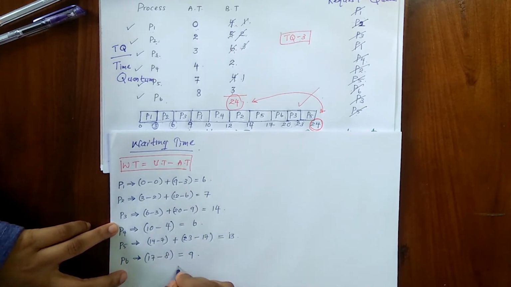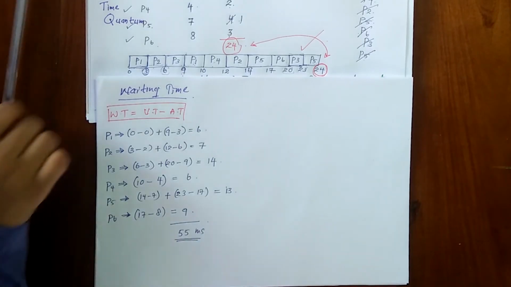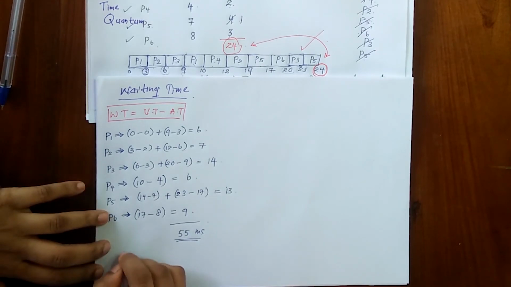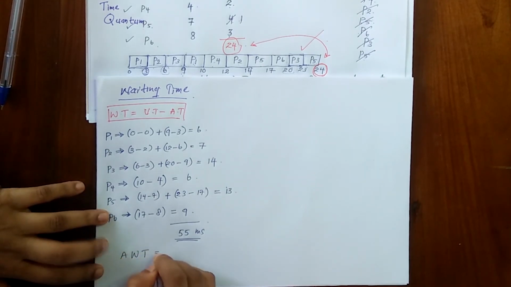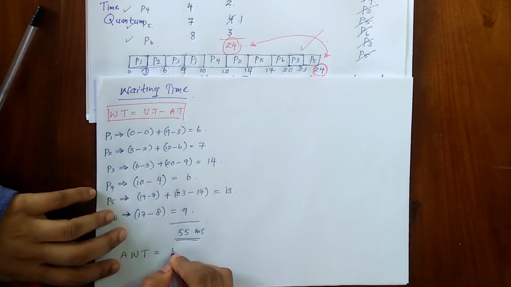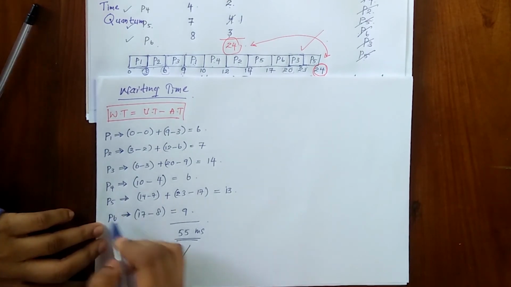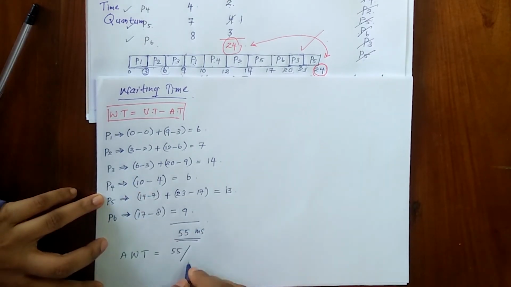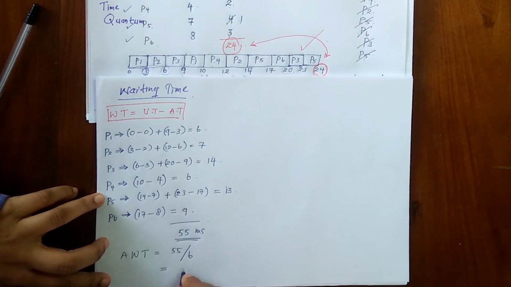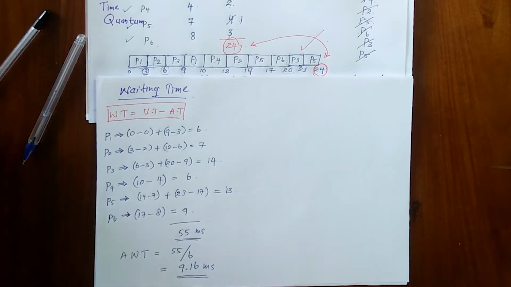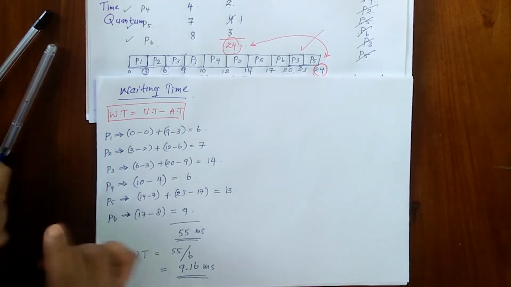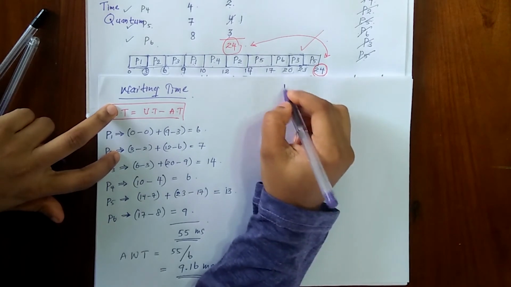Now let's get the total. So the total becomes 55 milliseconds. Right. And then we have to calculate the average waiting time by dividing this by 6. So because there are 6 processes, the answer is 9.16 milliseconds. So we are done with the waiting time and average waiting time, and now we have to find the turnaround time.